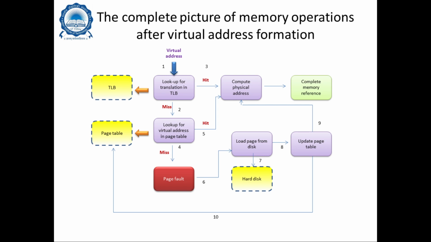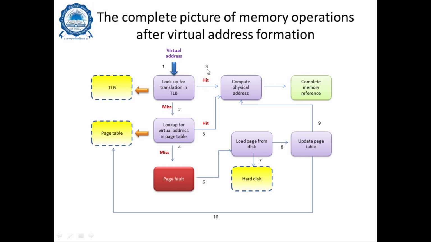Okay, now let's look at the bigger picture, that is, the holistic picture of how the memory operations are executed after the virtual address formation is done. Let's have a look at it. So you first form the virtual address, and then you look for the translation in the TLB, step number 1. If it is a miss, it goes to look up the virtual address in the page table. That is what happens when you have a miss.